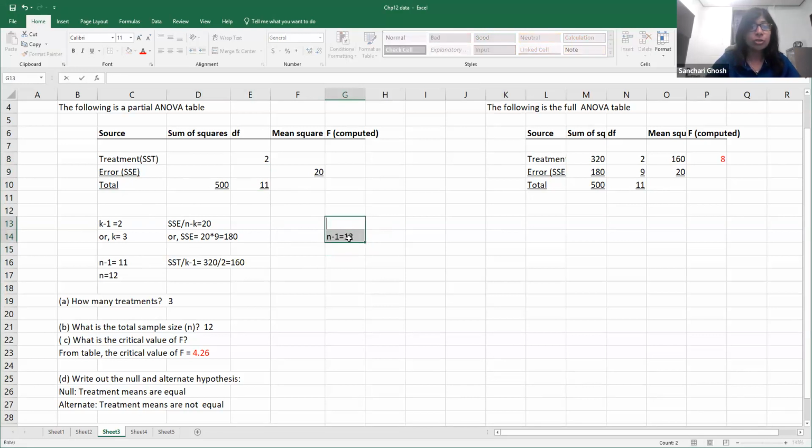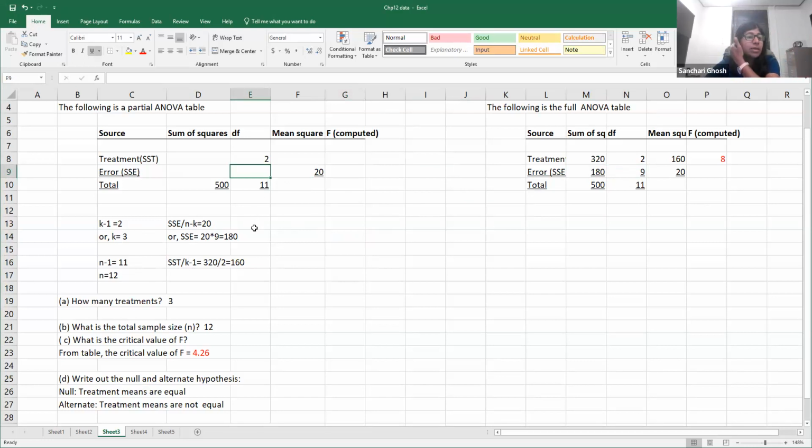That is a good thing you can do right at the start. So you know k-1 is the numerator degrees of freedom, that's 2, k equals 3, so you have got 3 treatments. So 2 here, and here you write 9. 9 plus 2 equals 11. And then how to get to the SSE and the SST division, the mean squared, the numbers, the summary, and then sum squared errors divided by n minus k, which is here.